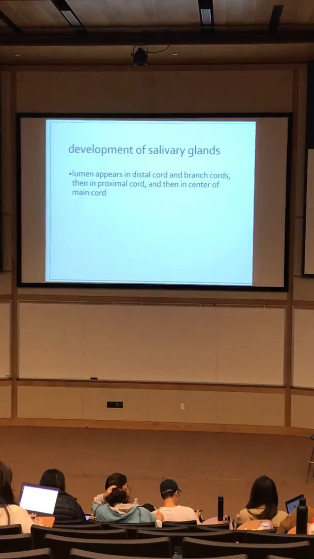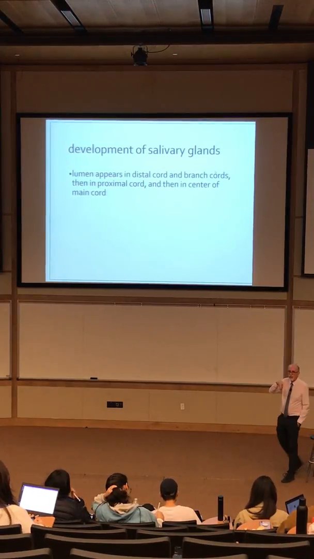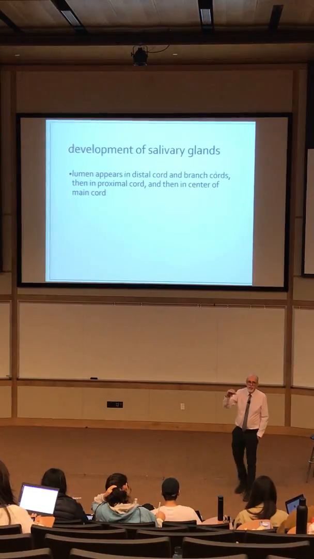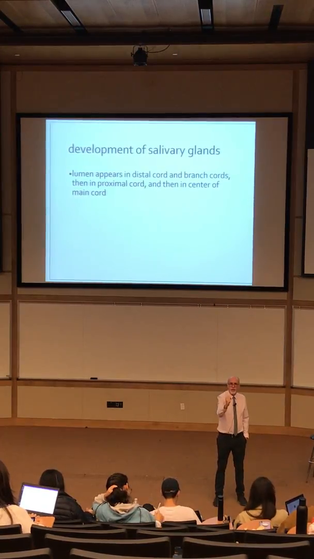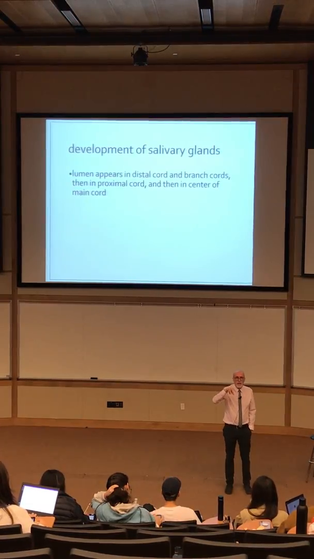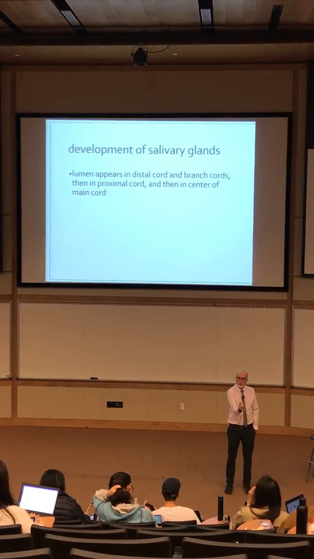All right? Now, when salivary glands first start to grow down into the mesenchyme from the epithelium, they are solid cords of cells. There's no lumen. And so once the salivary gland has started to develop, lumens begin to open up.